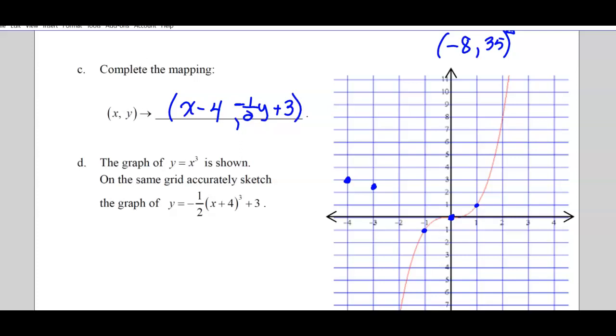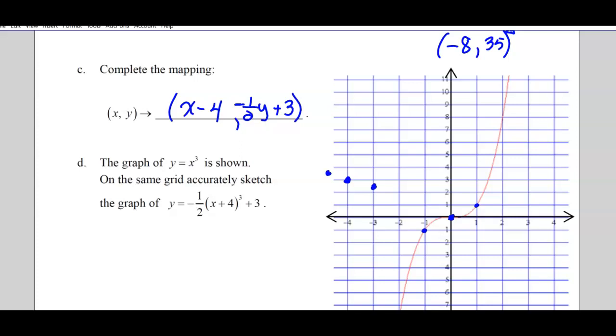You can quickly go through it, but y is negative 1, stretched by 1/2 is negative 1/2, reflected is positive 1/2. 1, 2, 3, 1, 2, 3, 4.